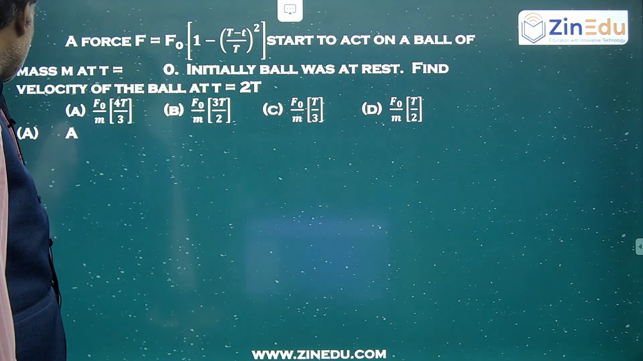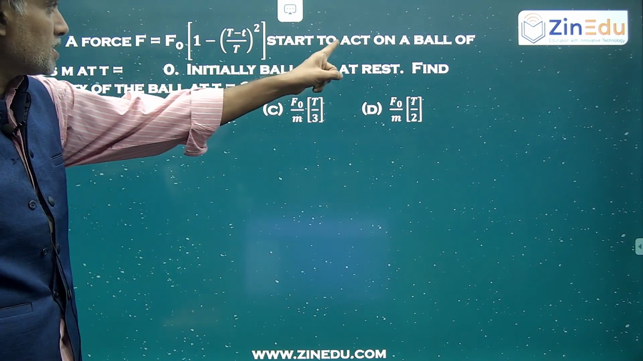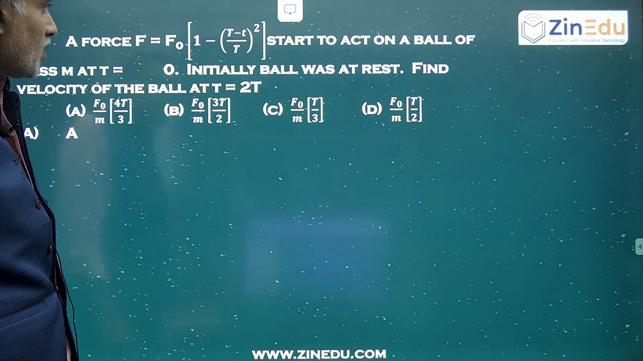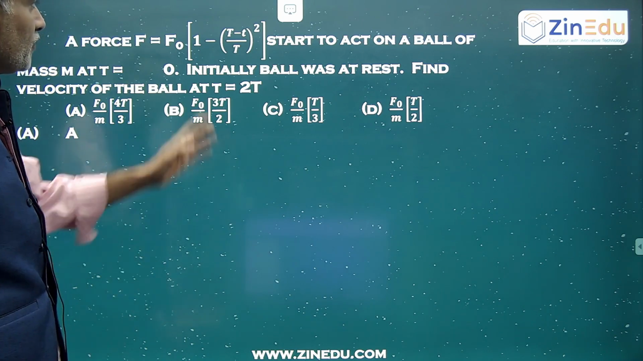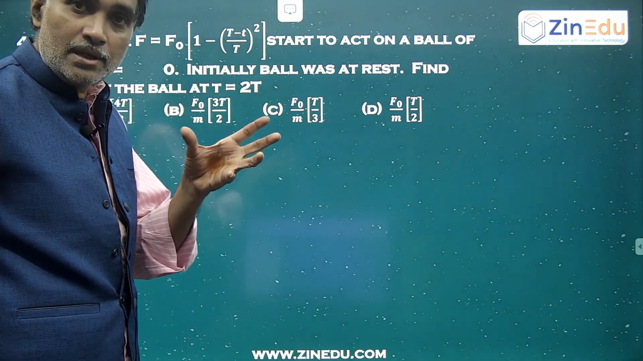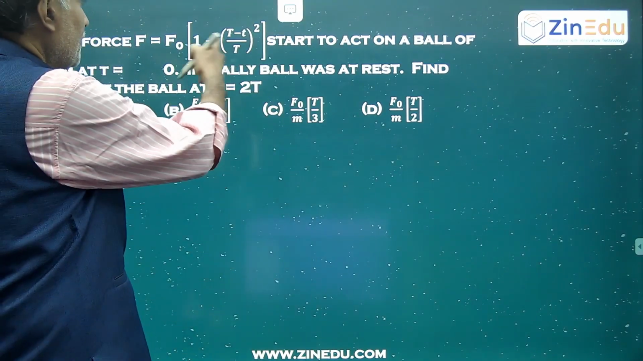Fourth question. A force F naught starts to act on a ball of mass m. The ball was at rest. Find the velocity of the ball at time t. Integrate force with respect to time, we will get the change in momentum. But the initial momentum is 0. Change in momentum is nothing but the final momentum. Integrate force with respect to time.